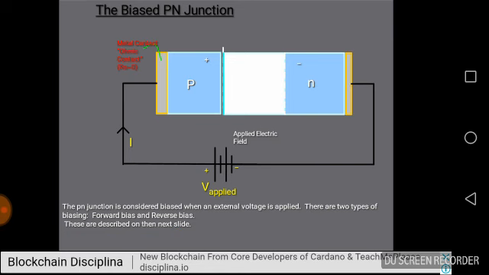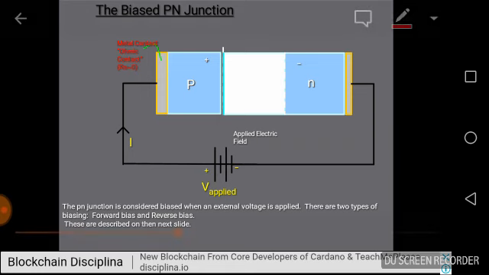When I connect the P side of the diode to the positive of the battery and the N side of the diode to the negative of the battery or the power supply, we call that a forward biased diode. It is simple: positive to the P terminal and negative to the N terminal.